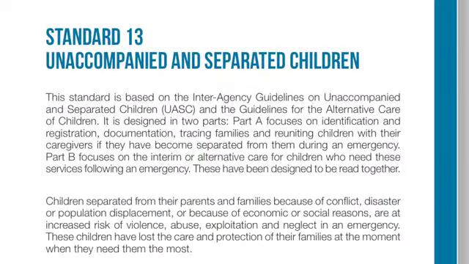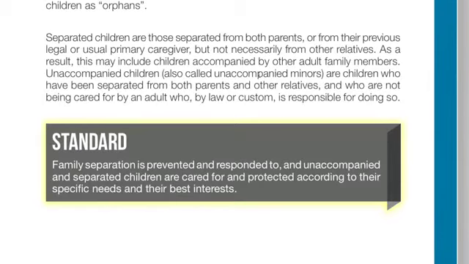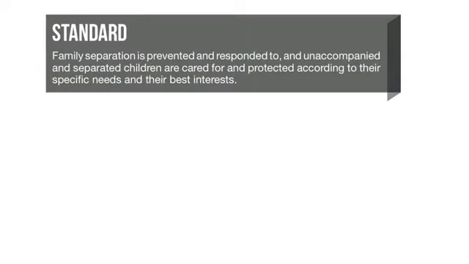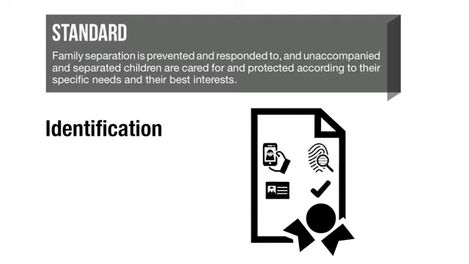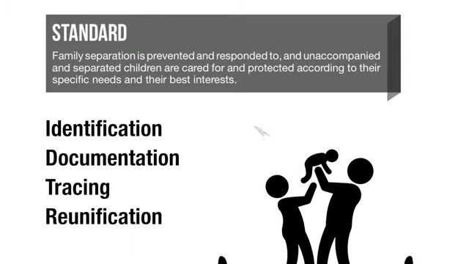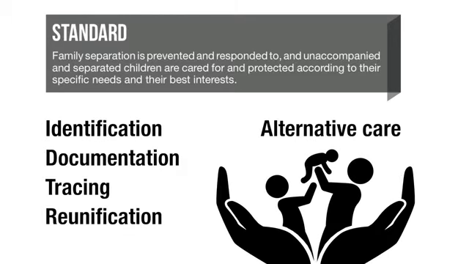Standard 13 states, family separation is prevented and responded to, and unaccompanied and separated children are cared for and protected according to their specific needs and their best interests. Note that it has two parts: identification, documentation, tracing and reunification, and alternative care. Sometimes there is confusion about terminology, so we always use the globally agreed definitions.